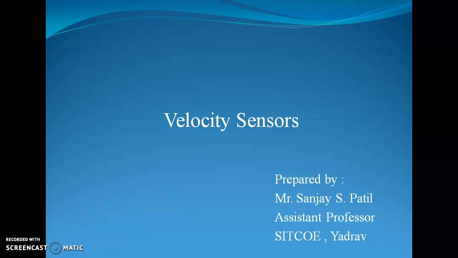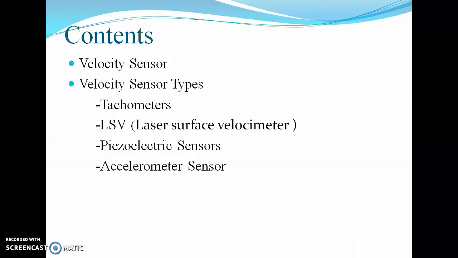Hi friends, so today we are going to see velocity sensors. Now the contents of this presentation are: velocity sensors, what is a velocity sensor, then velocity sensor types. There are various types of velocity sensors. First is tachometers, then LSV, that is laser surface velocimeter, then piezoelectric sensors and accelerometer sensor. These are the various types of velocity sensor that we are going to see.